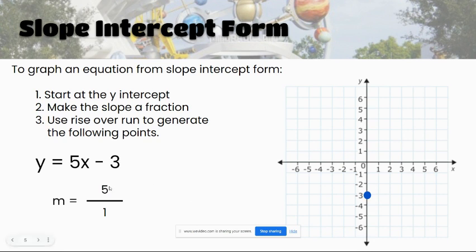So rise over run. I'm going to go up 5: 1, 2, 3, 4, 5. Please remember you're counting the lines, not the spaces. Always count the lines. And then over 1, because rise over run, there's my next point. Then you can do it again. Go up 5 over 1, put a point, and just connect the points to generate your line.